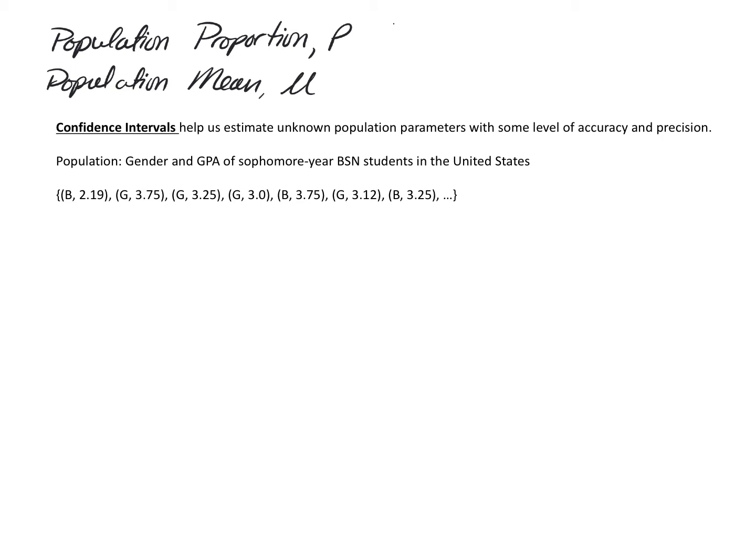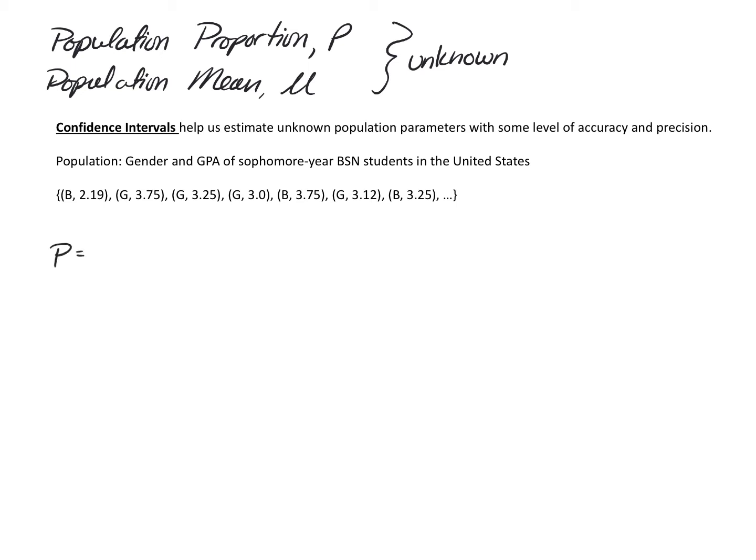Oftentimes, these population parameters are unknown, and the reason why we don't know the actual value of P and mu is because in the real world, it's very rare that we are able to survey or collect data from the entire population. So for example, let's say I want to know what proportion of all BSN students in the United States are male.